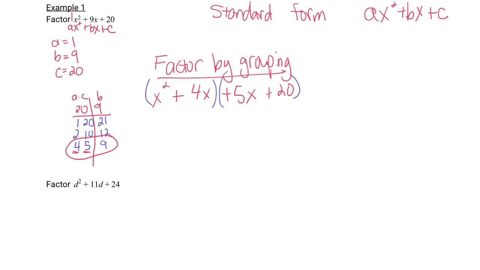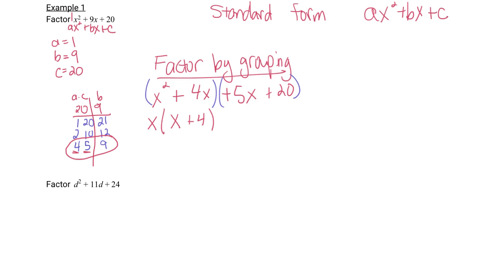What can I factor out of the first set of parentheses? Well, they have 2 x's here in the first term and 1 x here, so I know I can factor out an x. And the first term doesn't have a coefficient, so I can't really divide it by 4. So x is going to be all I factor out. X squared, I take 1 x away, I'm left with x. I've got 4x, and I take an x away, and I'm left with just 4. So that's x plus 4.